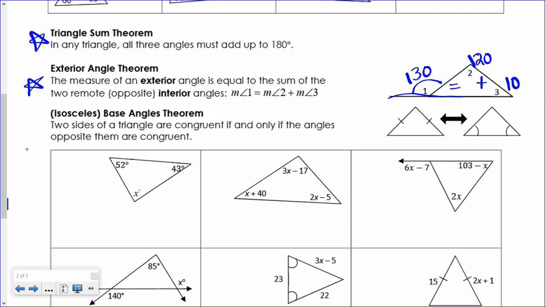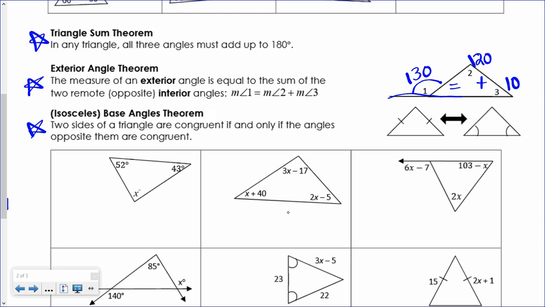And then here's our base angles theorem. This works only for isosceles triangles. So if you notice that you have two sides that are congruent, you can conclude that there will be two angles that are congruent. So whenever you see a triangle, you see two congruent sides, you can remember that if you see two congruent sides, you will also have two congruent angles.